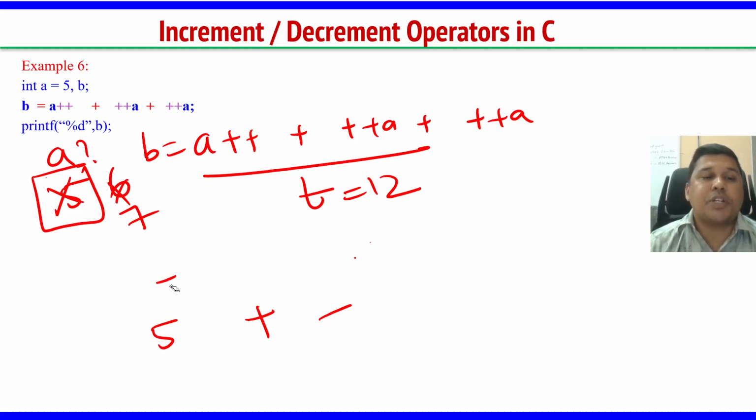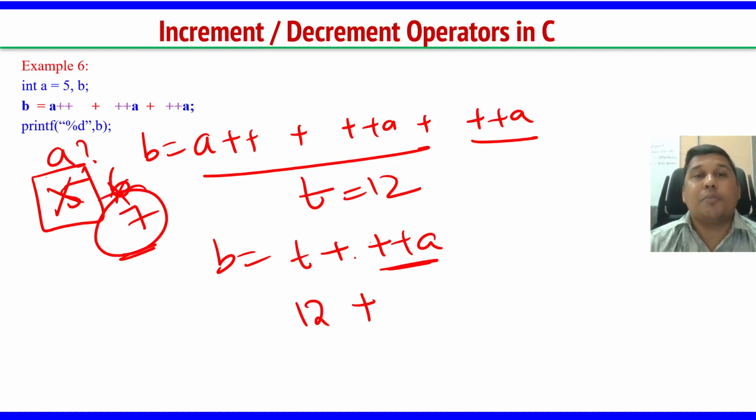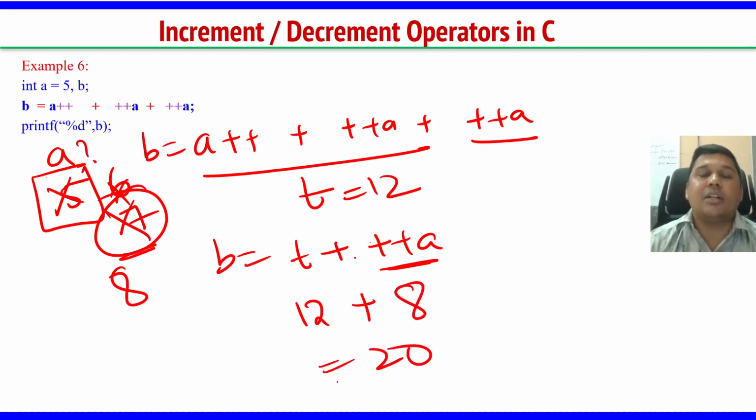Now the final expression. The a value remains the same, a value is 7. So the expression is b equal to t plus this final one, ++a. So what is the value of t? 12 plus ++a means pre-increment of a. What is the current value of a? 7. Pre-increment means go to the memory location, increment it first, then come back. So make this as 8 and use 8 here. So this result is 20.